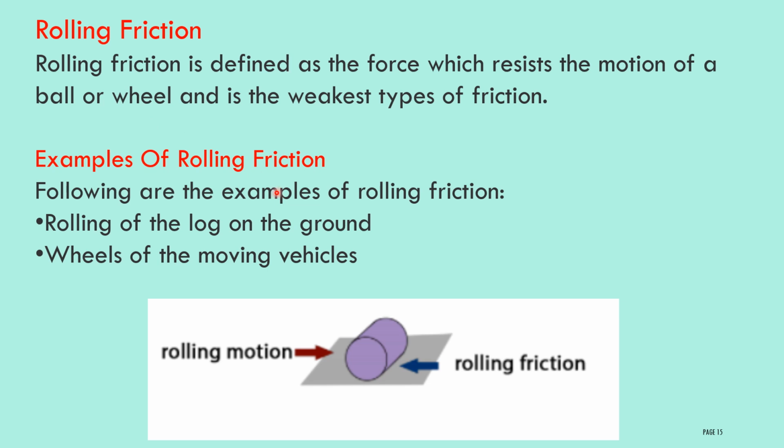Examples of rolling friction are a log rolling on the ground, wheels of a moving vehicle. These are the examples of rolling friction. Rolling motion will be in this direction, then rolling friction will be opposite to the direction of rolling motion.